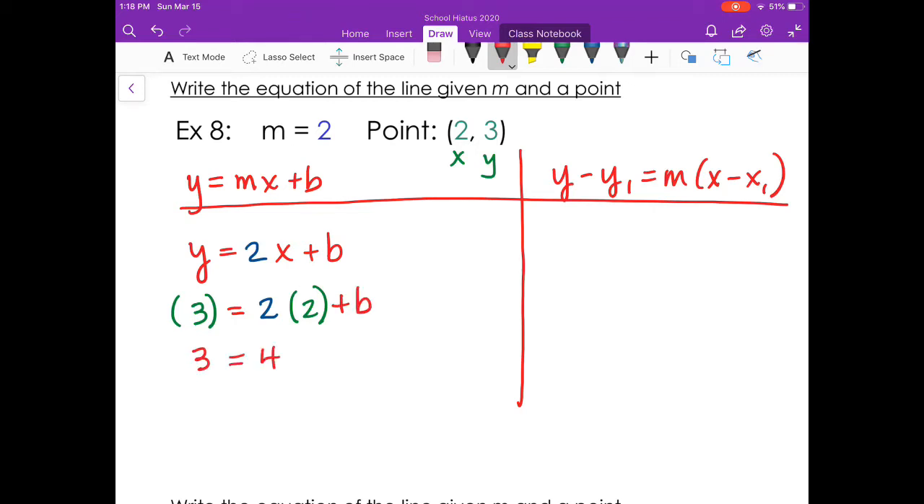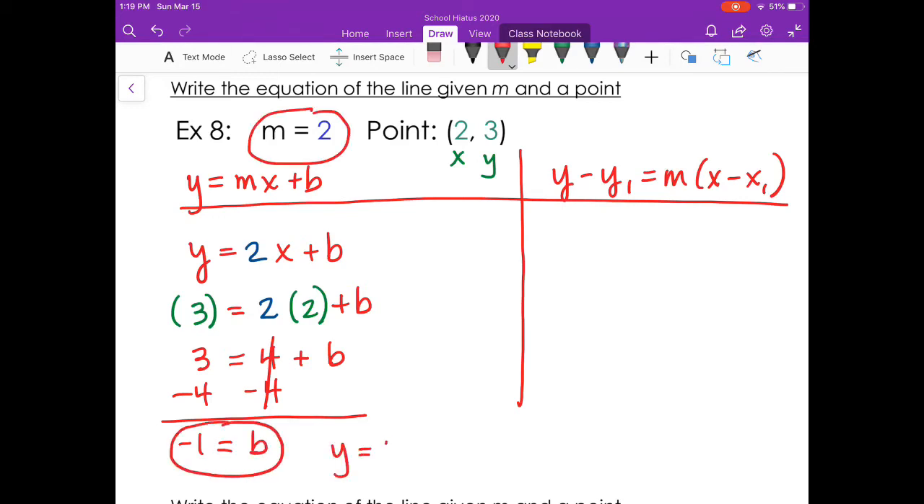Multiply the m and x values to simplify and solve for b. Substitute the m and b values back into the equation y equals mx plus b, leaving the x and y as variables now, but defining the slope and the y-intercept of the line.